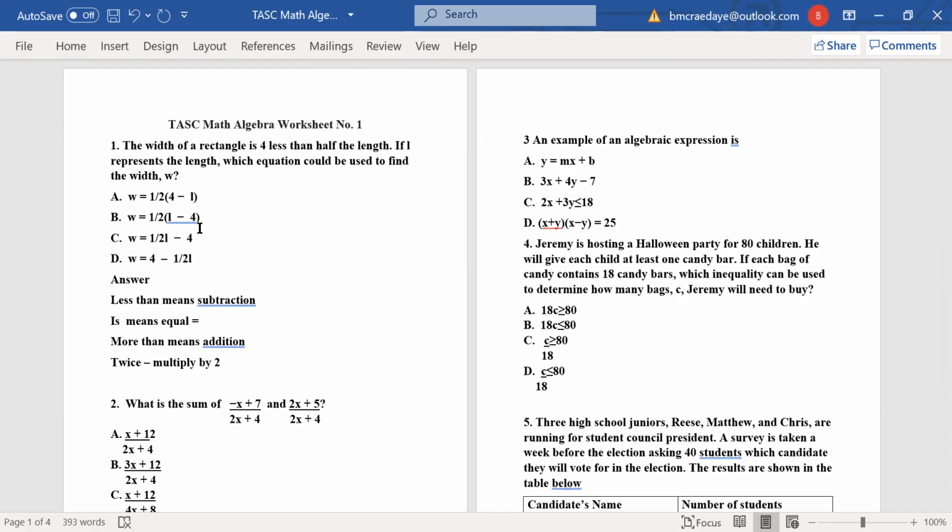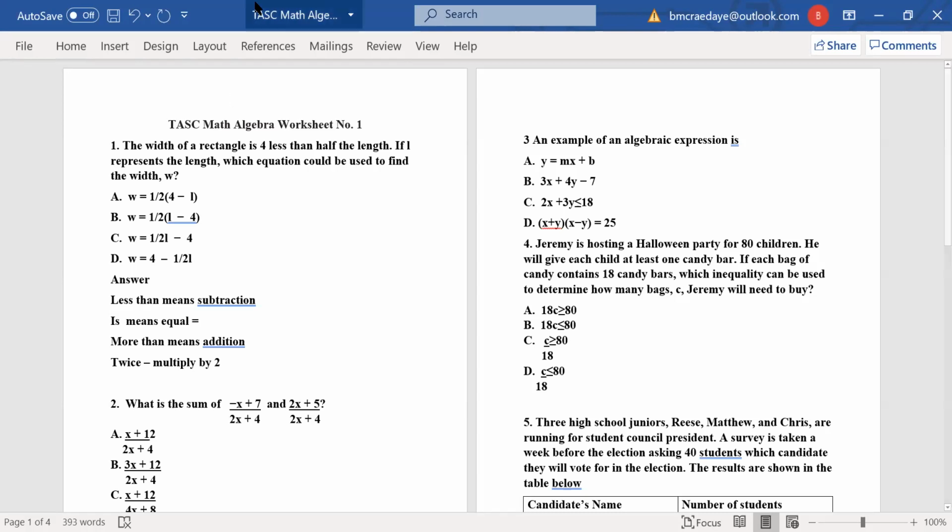And so which one would you say? Width. You're subtracting the 4, and the length, you're taking half of it, so it means you're multiplying. So which one is it? 4. So is it A?